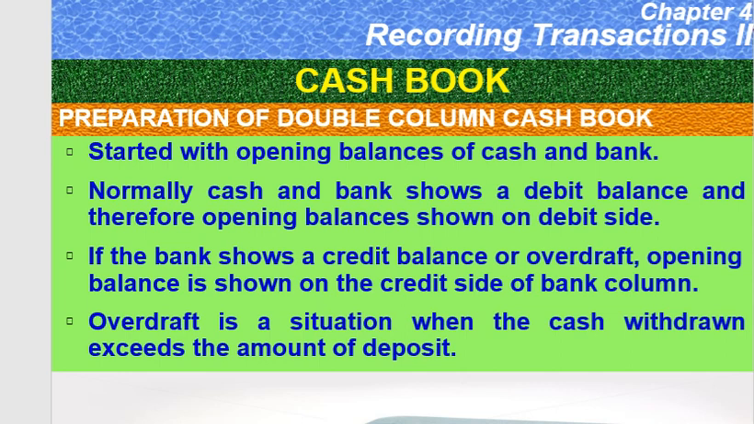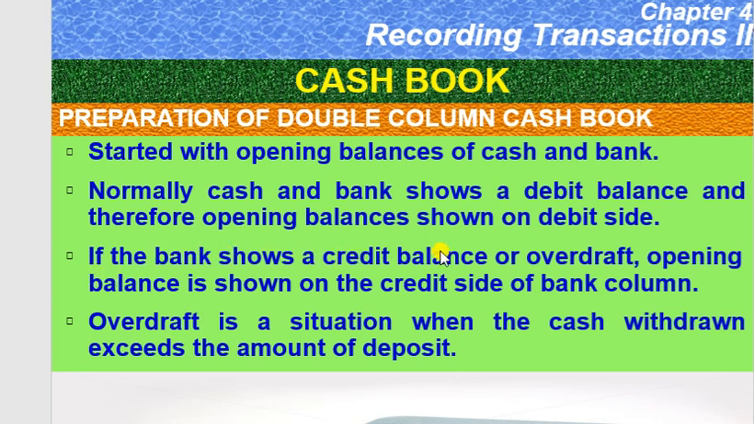So how to prepare a double column cash book? Start with the opening balances of cash and bank. Normally cash and bank show a debit balance, and therefore the opening balance is shown on the debit side. So we will write "to balance brought down", cash column and bank column. Suppose if the question gives balance in cash in hand and cash at bank, then we will write on the debit side "to balance brought down", cash column and bank column.